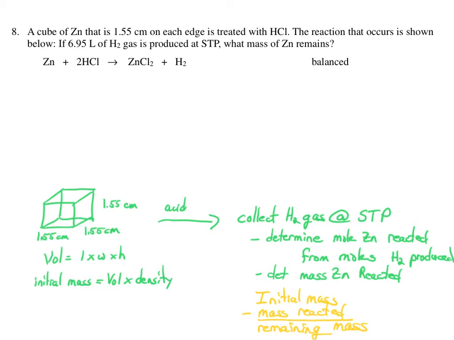Again, a quick summary. We have a means to calculate the initial mass. We have a means to calculate the mass reacted. We do the subtraction, and we can determine the remaining mass.